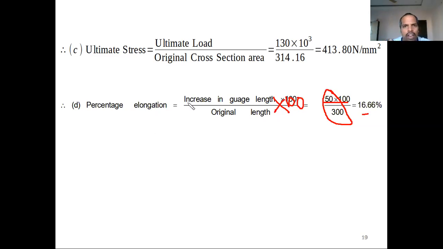A bar of 300 mm length in a tension test has a final elongation of 50 mm. It has an extension of 50 mm. What is the percentage, how much is it extended compared to its initial length? So it is extended by 16%. See how ductile mild steel is. The elongation is about 16%.